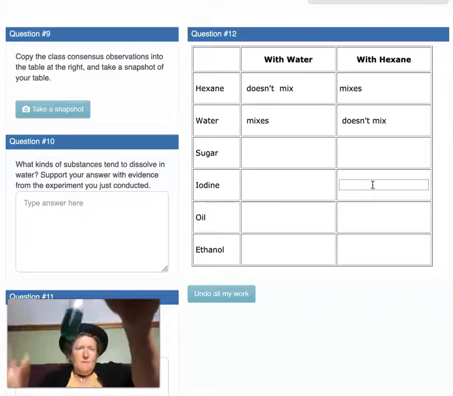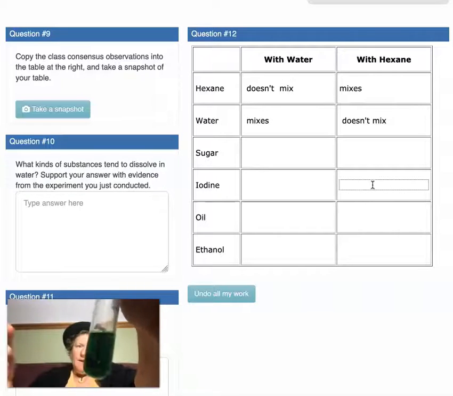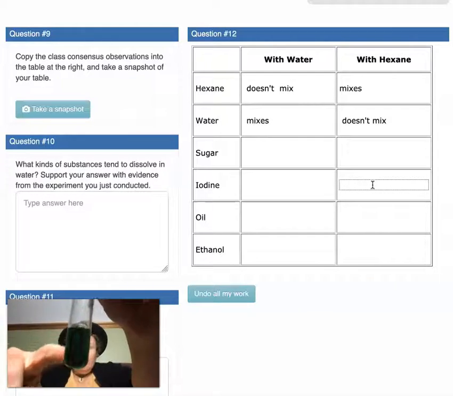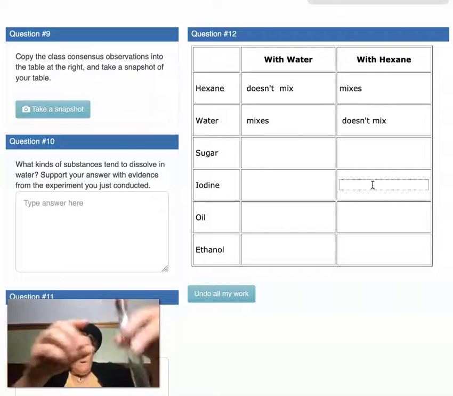Iodine normally doesn't mix with water, but since it's in a solution of water, we're supposed to be using solid iodine, but I only had liquid iodine. And when I put a solution of iodine with water, it turned it green. The yellow solution of iodine turned the blue water green.